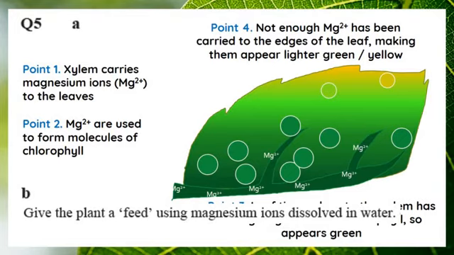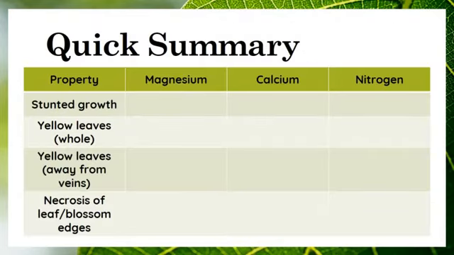Mark yourself on each question, and then we have a quick summary table to do, where we need to look at all of these different ions and think what characteristics we can match up with them.